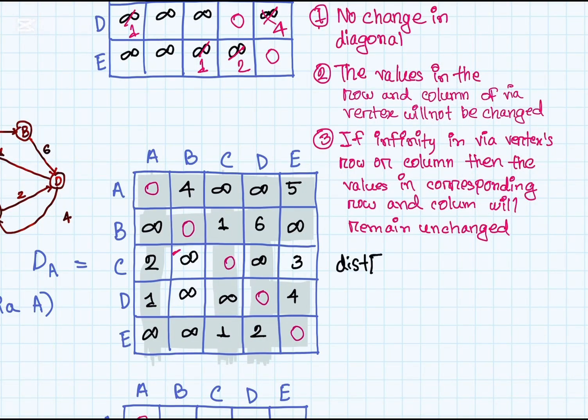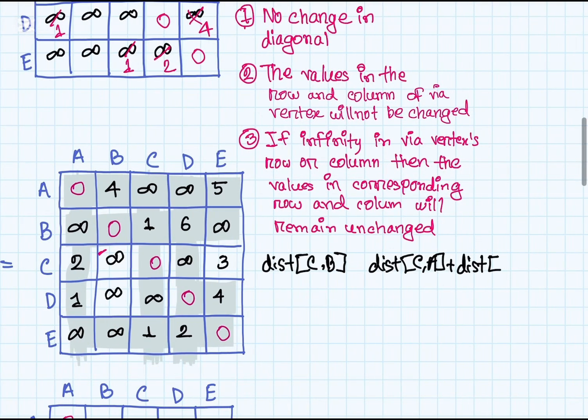Dist of C to B. We have to check whether dist of C to B is greater than dist of C to A plus dist of A to B. The distance of C to B is infinity and the distance of C to A is 2 and the distance of A to B is 4. So infinity is greater than 6, so we'll change the value from infinity to 6.